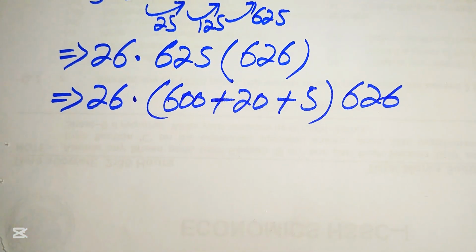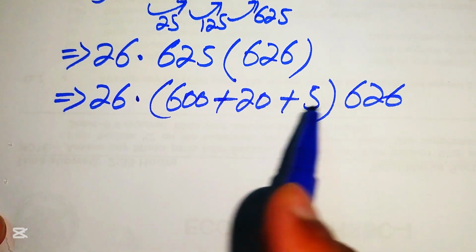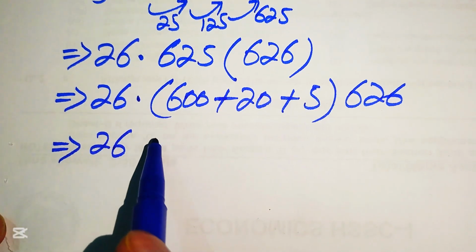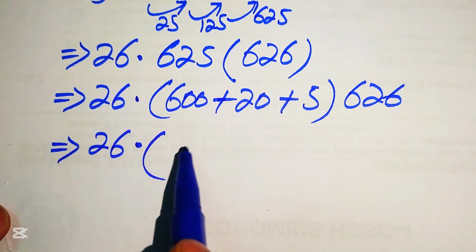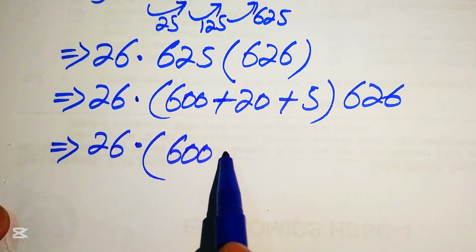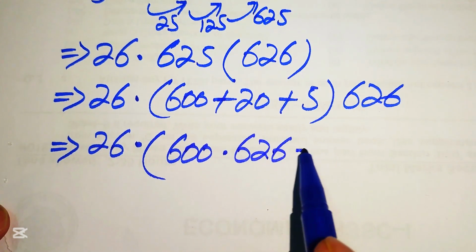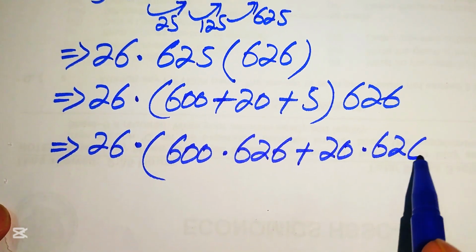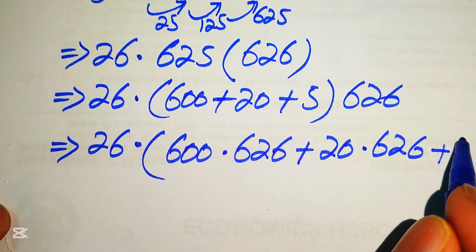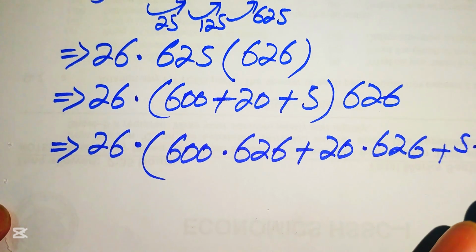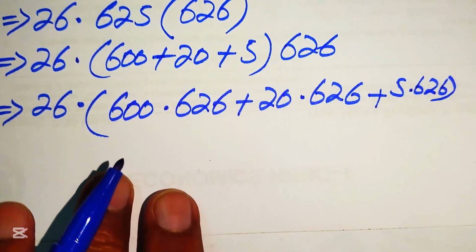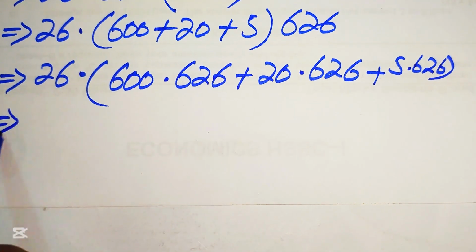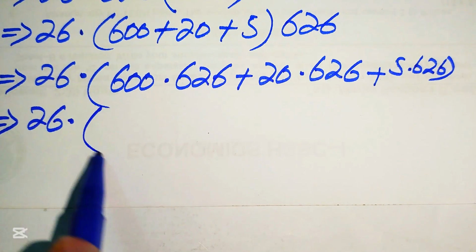So now, in the next step, we need to multiply the 626 with each of these values. It will be written as 26 multiplied by 600 times 626, plus 20 multiplied by 626, plus 5 multiplied by 626. We need to multiply all of these values.